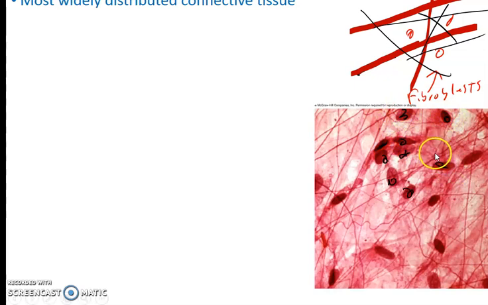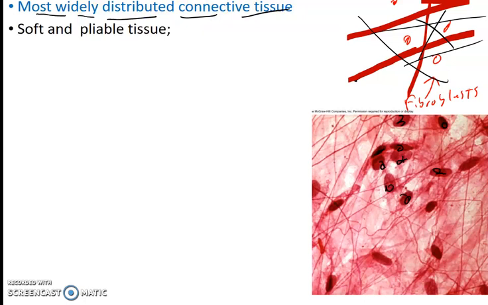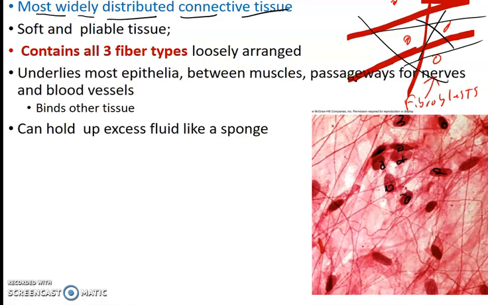So it is the most widely distributed connective tissue. Connective is the biggest group, and areolar is everywhere. And it is soft and pliable, because it has all the space for fluid, which is ground substance. It has all 3 fibers loosely arranged. And it underlies most epithelial, is between muscles, gives passageways for nerves and blood vessels. And it holds excess fluid like a sponge.